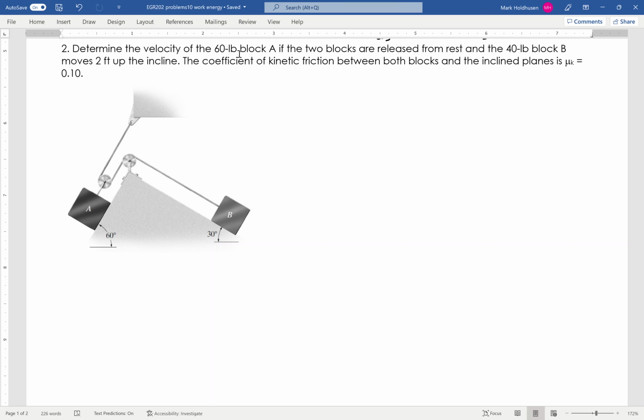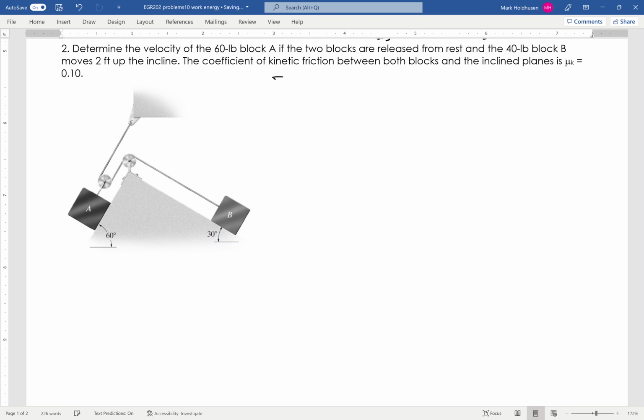Okay, got another problem here where I've got two blocks on inclines as shown, connected by the cable as shown, and I want to find the velocity after block B moves up the incline 2 feet, with a coefficient of kinetic friction I'm looking at. So again, I'm looking for velocity at a specific position. So relating velocity and position is generally going to be a kinetic energy problem.